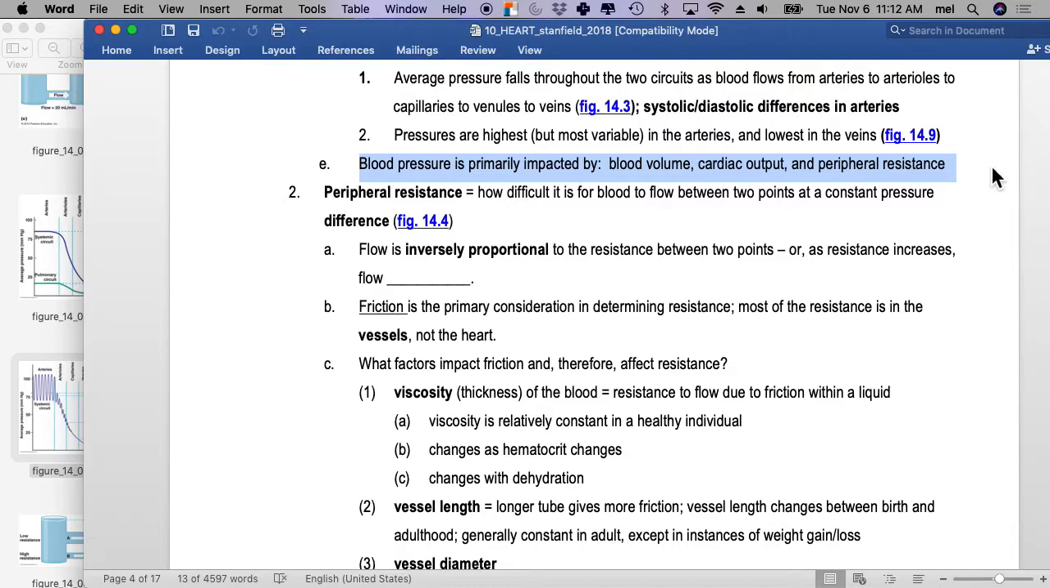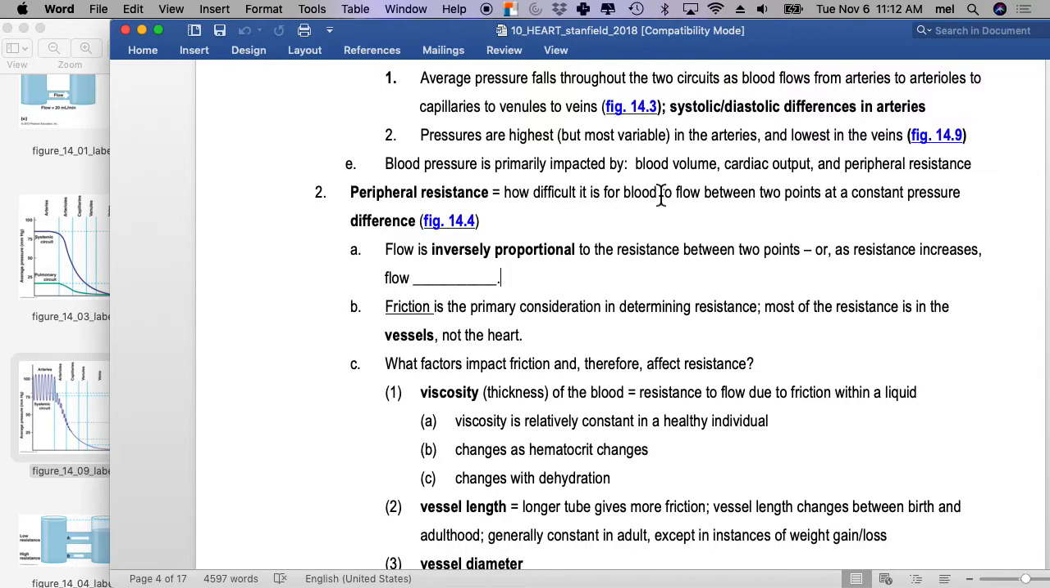So let's talk about resistance. Resistance is the one that is usually a little less intuitive for people. Resistance is how difficult it is to flow between point 1 and point 2, holding the pressures constant. So this has to do primarily with what's going on in the tube that will increase or decrease friction. Okay, so peripheral resistance: how difficult it is for blood to flow between 2 points at a constant pressure difference. We can't change both variables at one time, so we're holding the pressure difference constant, and we're going to change the resistance between the two.